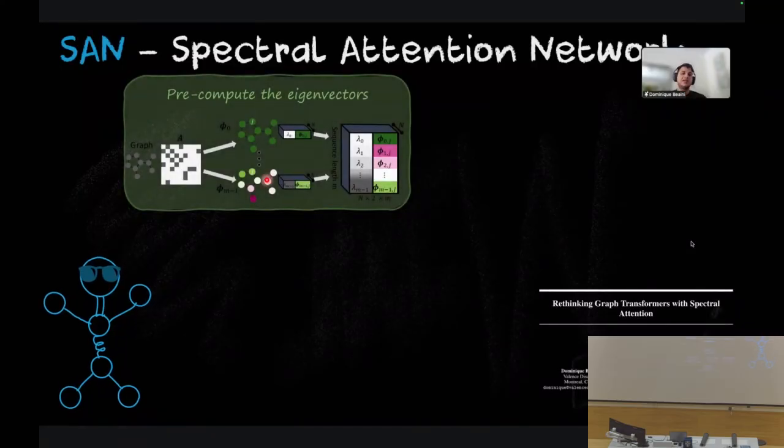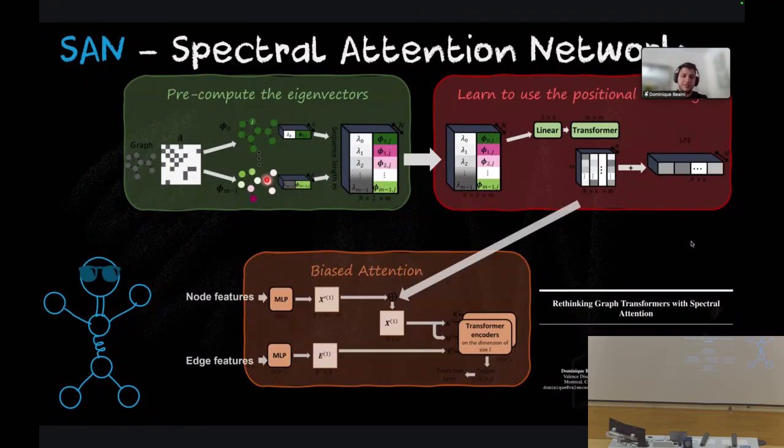And by doing that, it allowed us to build the first graph transformer with actual good results with our spectral attention network paper, and we followed up after that with a lot of other papers showing more expressivity.